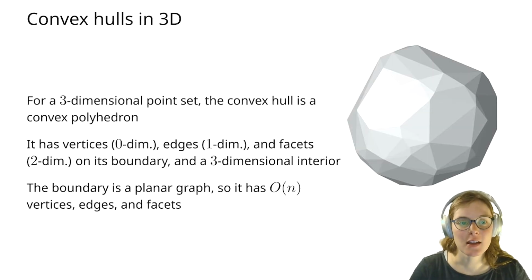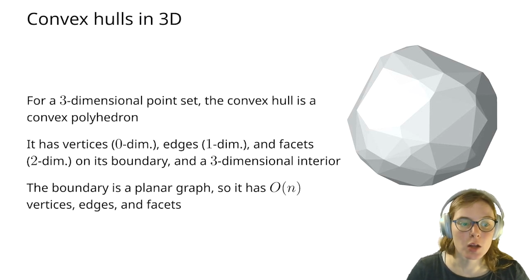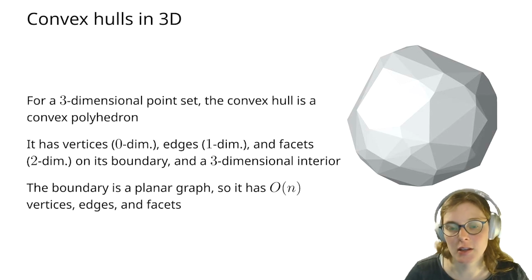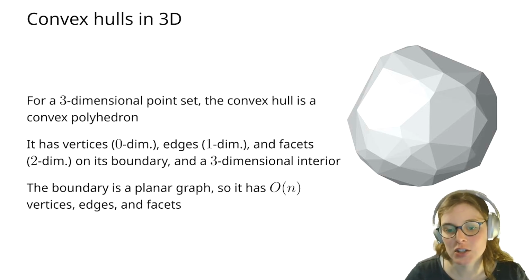Finally, let me say a couple of words about convex hulls in higher dimensions. A convex hull of a point set in 3 dimensions is a convex polyhedron. It will have vertices, the 0-dimensional objects, edges, the 1-dimensional objects, and faces, which are the 2-dimensional objects. The interior is going to be the 3-dimensional object. The boundary of such a convex hull can be represented as a planar graph, so it will have linear number of vertices, edges, and faces.